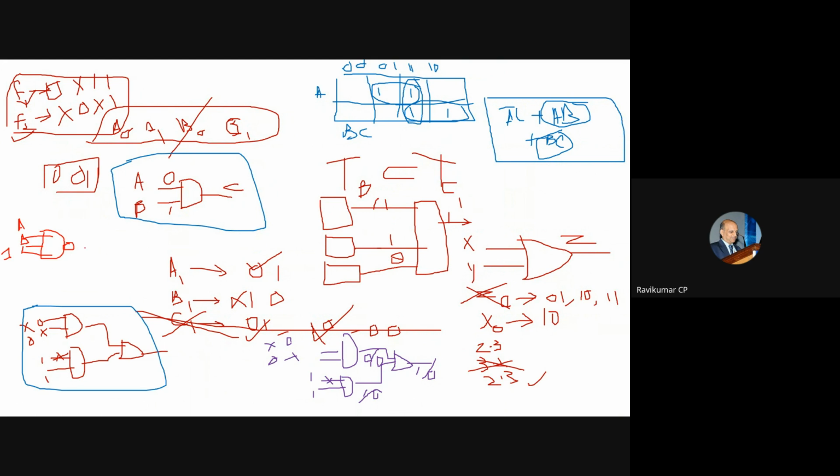So this is going to produce A bar B. It will act as a 2-input NAND gate. But there is some issue here. If there is a stuck-at-1 fault here, we will not be able to tell. You understand, no?